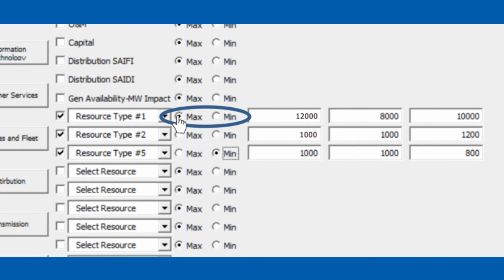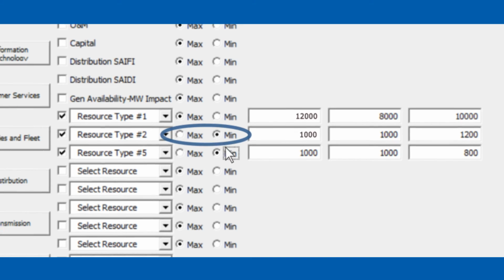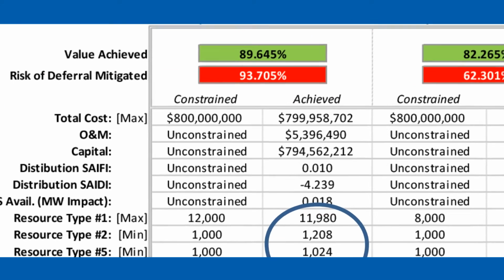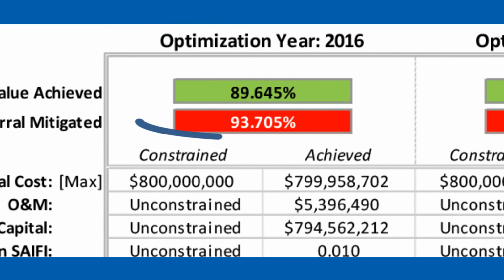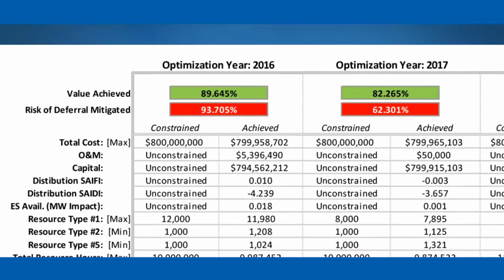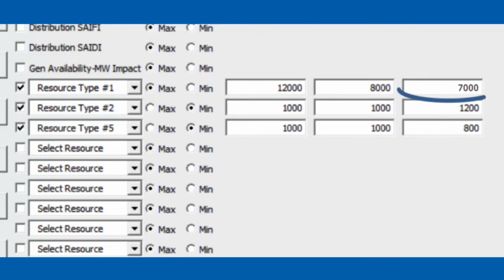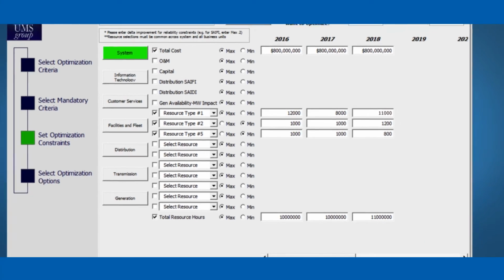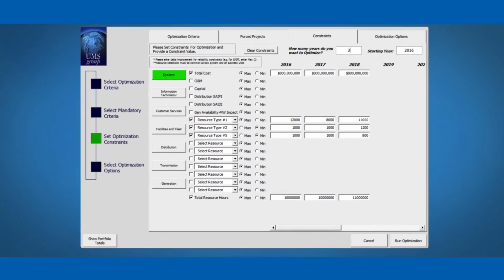For example, we have limited IT time, or minimum constraints, such as we need a certain amount of contractor labor to meet our agreements. A summary of the optimization results shows us what resource levels we achieved and the associated value and risk mitigation of the portfolio. From there, we could increase our constrained resources to demonstrate what we could do with one or more additional FTEs within the same budget constraint.